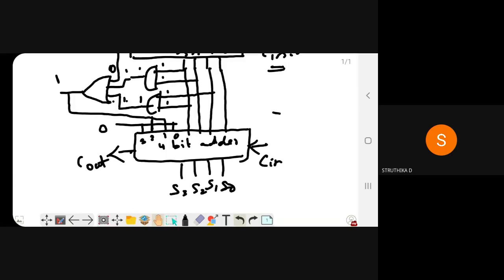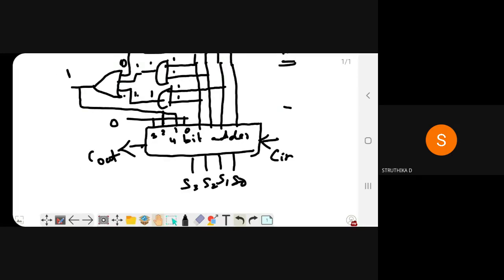6 is added with the result to get its equivalent output. In case it is not a BCD number, you will get 0 in this OR gate. Meanwhile, you will have 0, 0, 0, 0 in your second 4-bit adder. The output which I got in the first addition process will be retained in your second addition process. So this is nothing but the design of the BCD adder. Have you got it? Yes, ma'am. Anybody having doubt? So this is the circuit of the BCD adder.